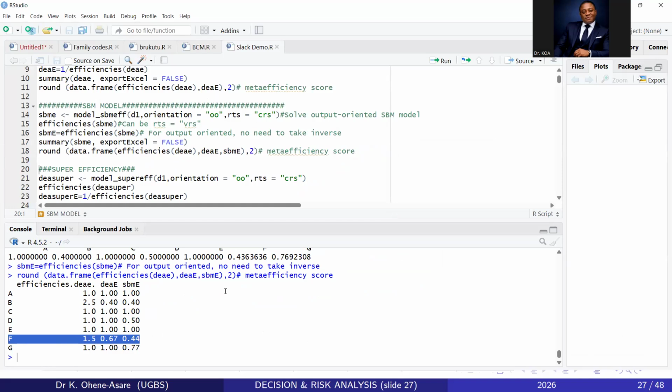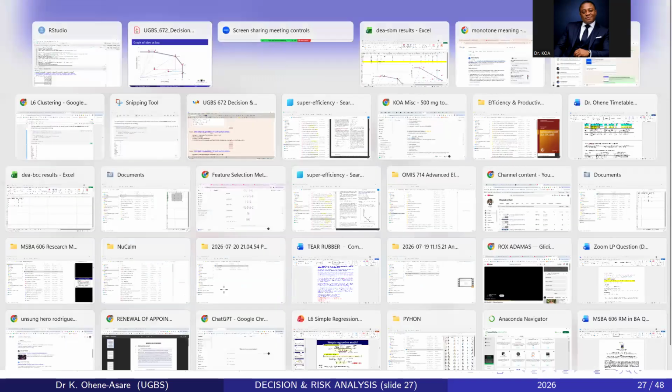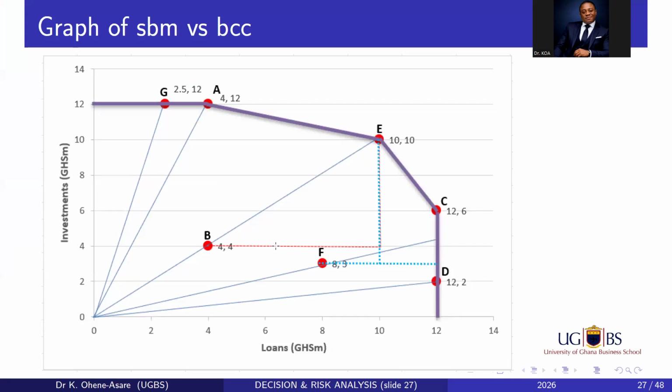I think it's saying that even though it was already inefficient, it was still punished. Exactly. So these are firms that are technically inefficient and mix inefficient, and therefore the mixing efficiency. Now, when you go to the graph, let's go and see F. Who can use the graph to tell me why it was still punished? Well, when you look at the graph here, you see that that is where F is.